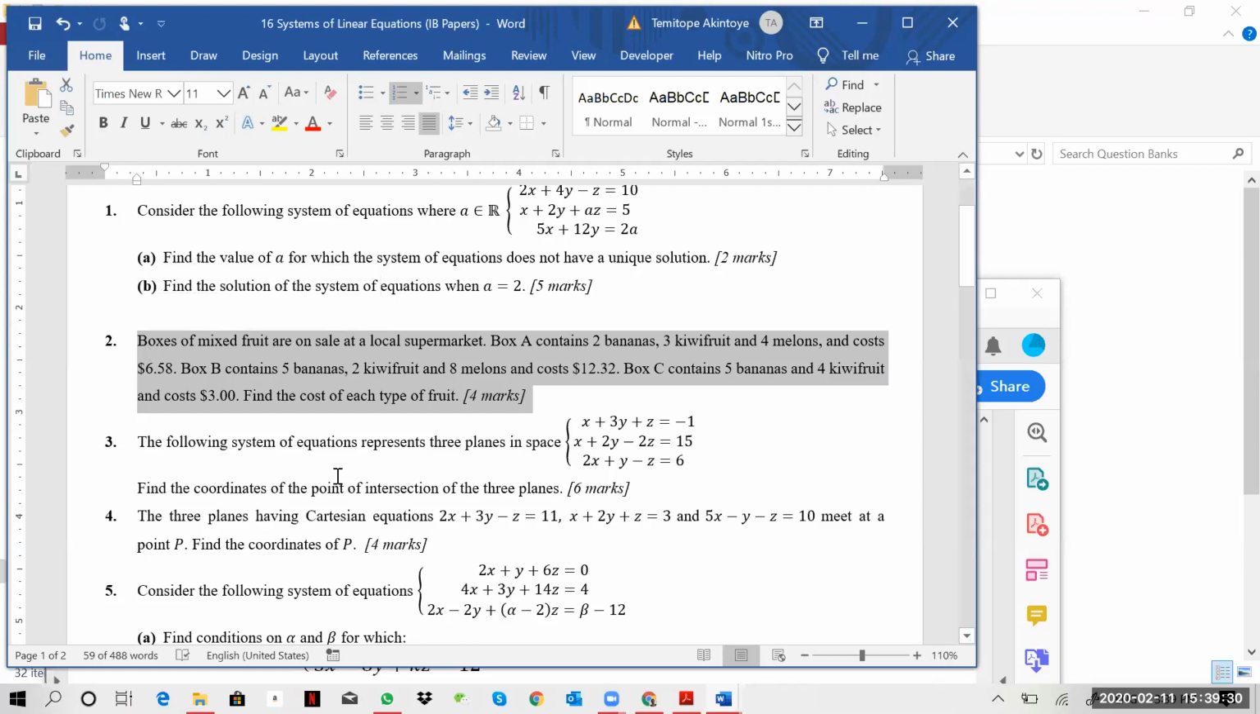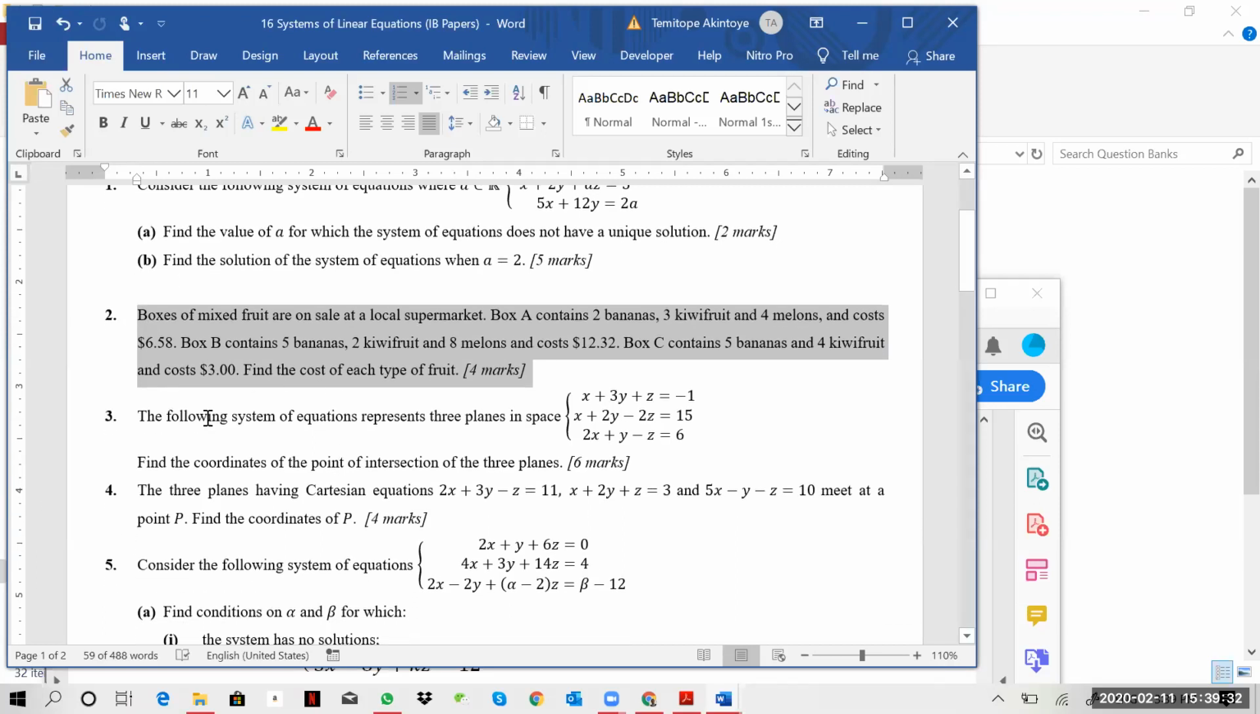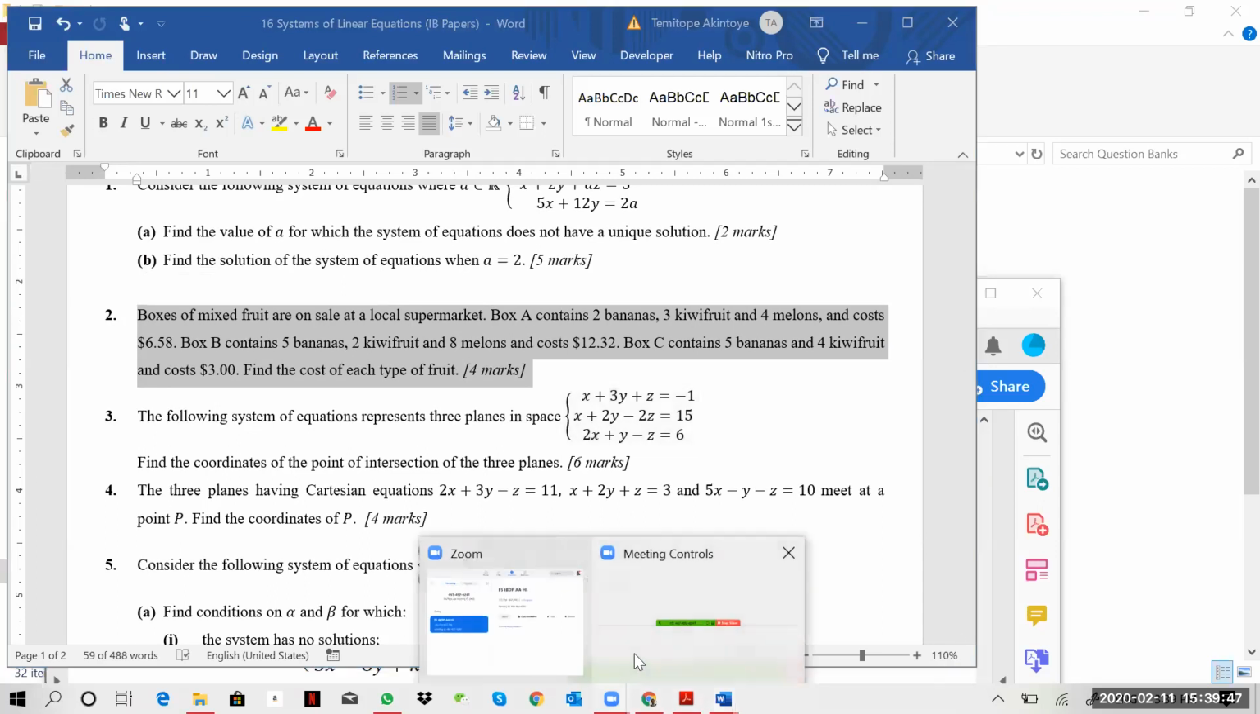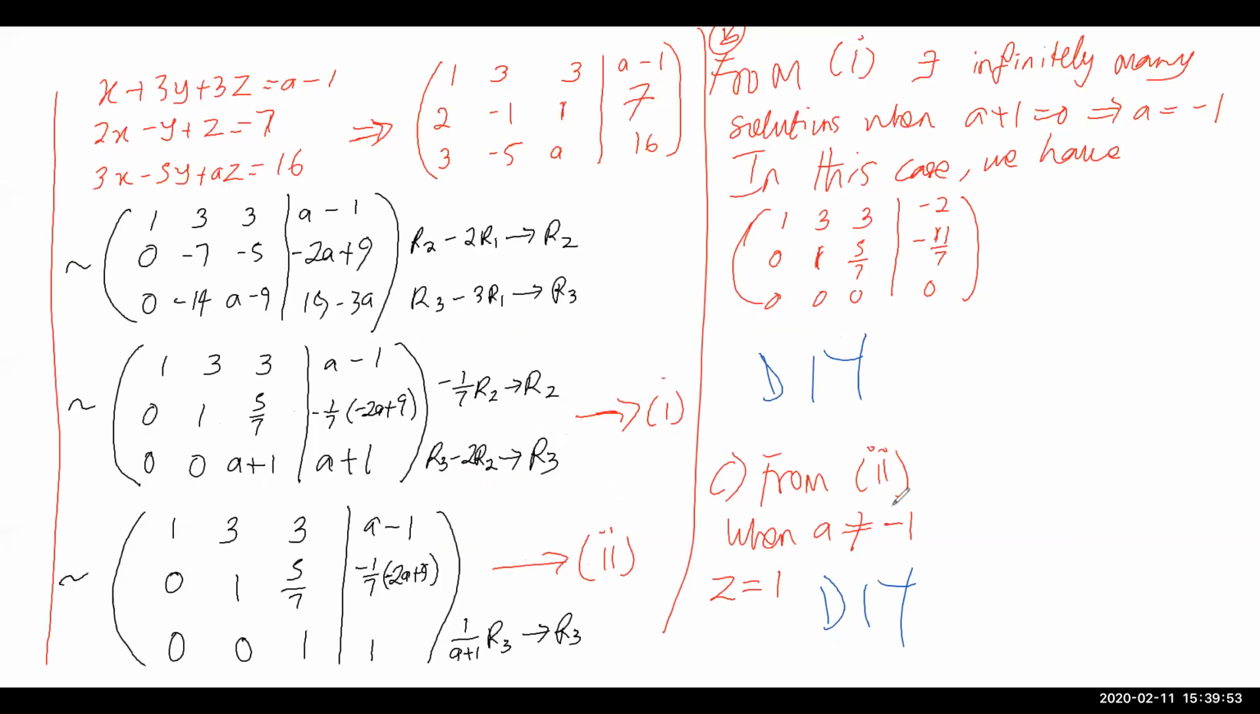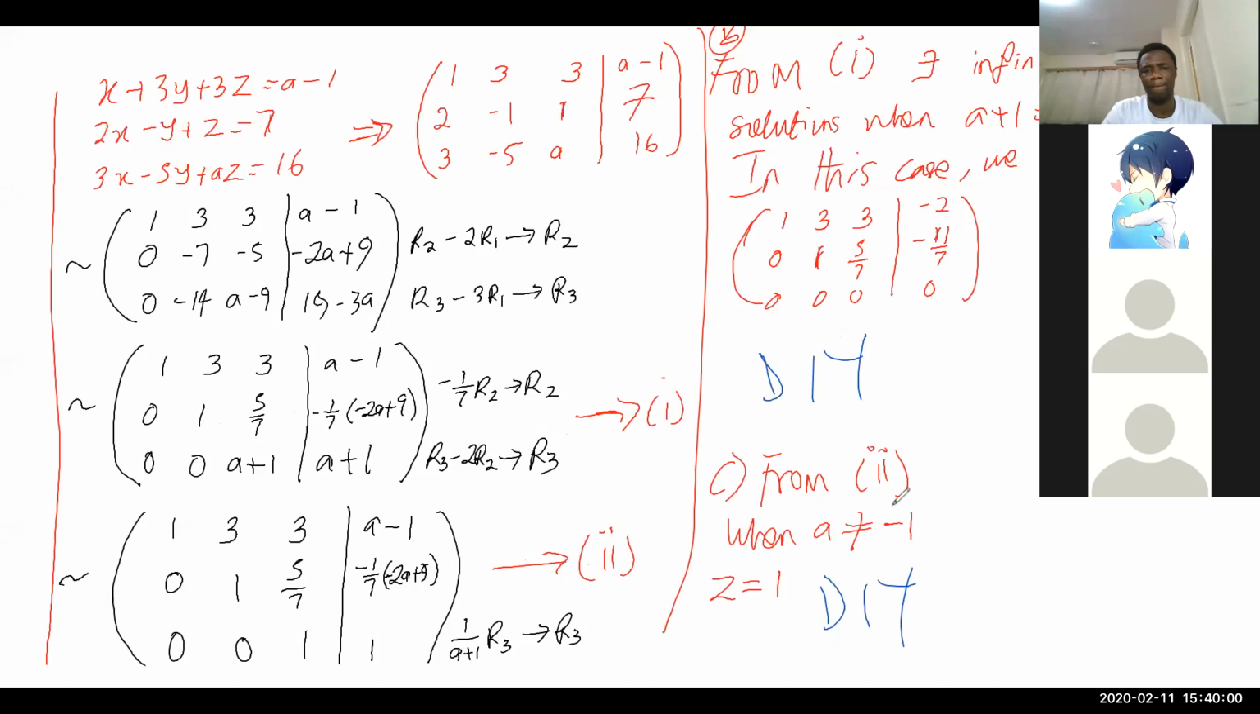So this is what I want to talk about. The following system of equations represents 3 planes in shape. Basically, your 3 variable equation is a plane. Remember, so come with me to the board. Can everybody see the board? Okay.